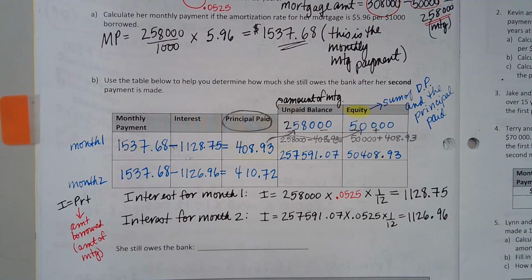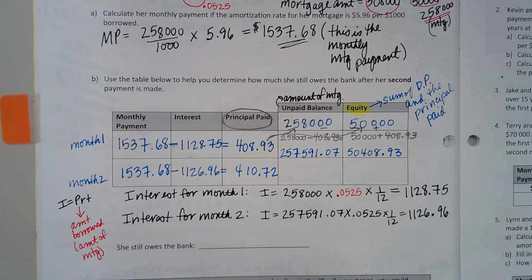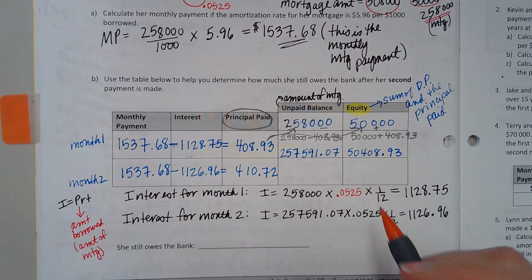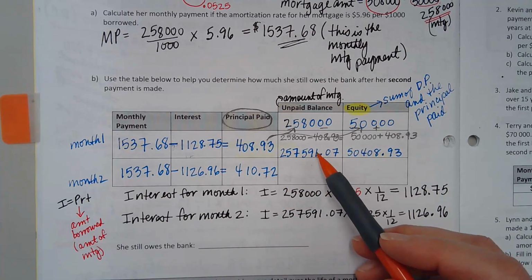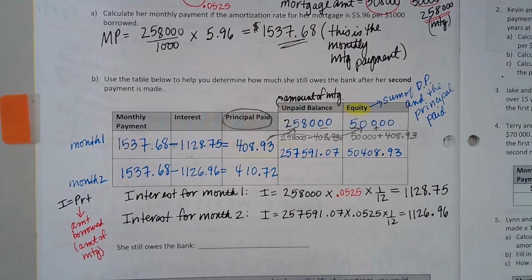So it goes, your monthly payment minus your interest equals your principal paid, right? Yep, monthly payment minus interest equals principal, always. And then what we owe minus the principal payment is your unpaid balance. So see if you can just follow the steps for the first row, and then I'll complete it in a moment or two.